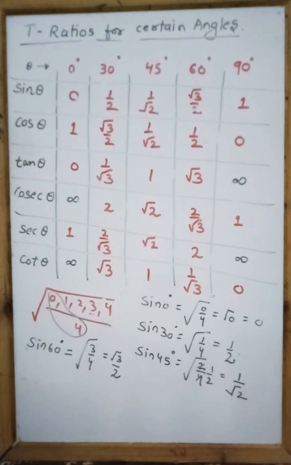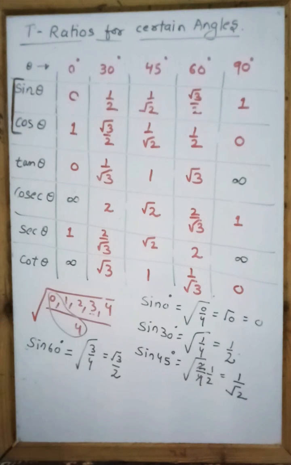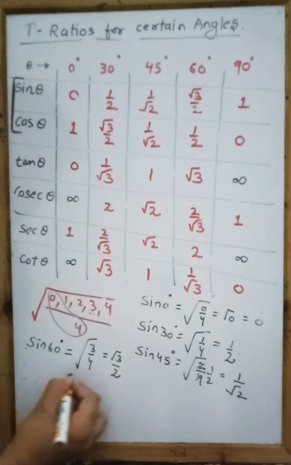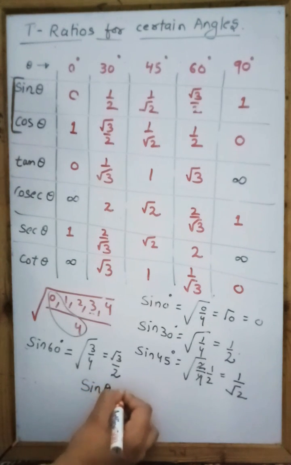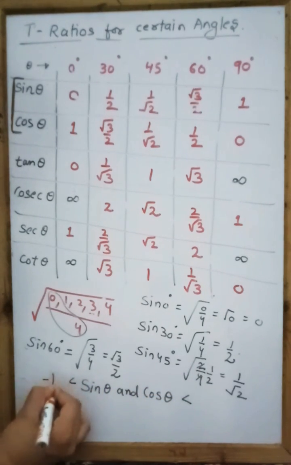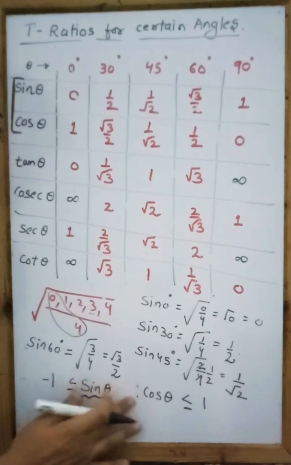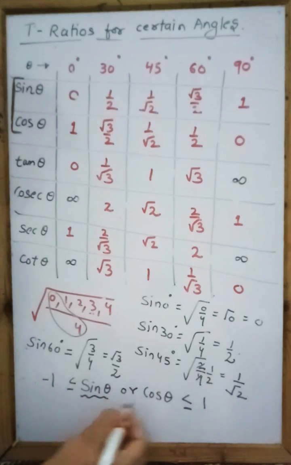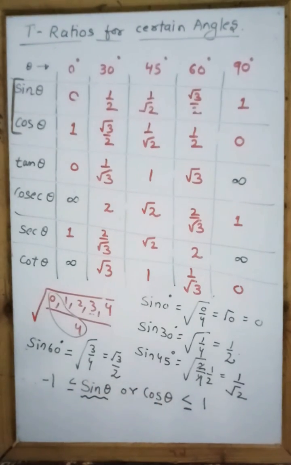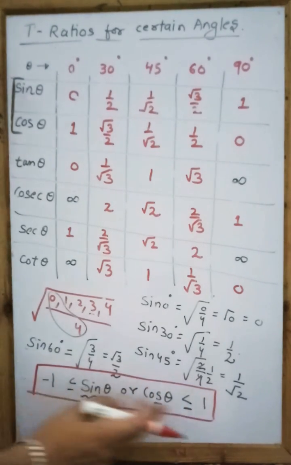One thing is very, very important over here. Always remember this thing, that the values of sine and cos can never exceed 1. Sine theta and cos theta, you must always remember that the value of sine theta and cos theta is always between -1 and 1. You can say the maximum value of sine or cos is always between -1 and 1.